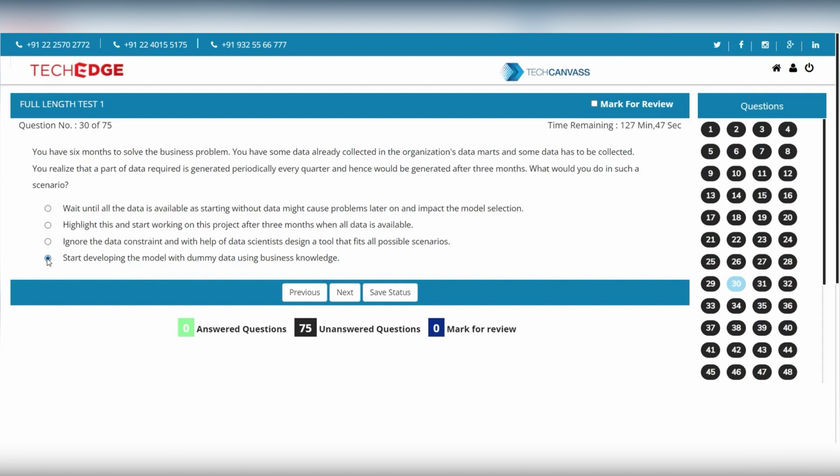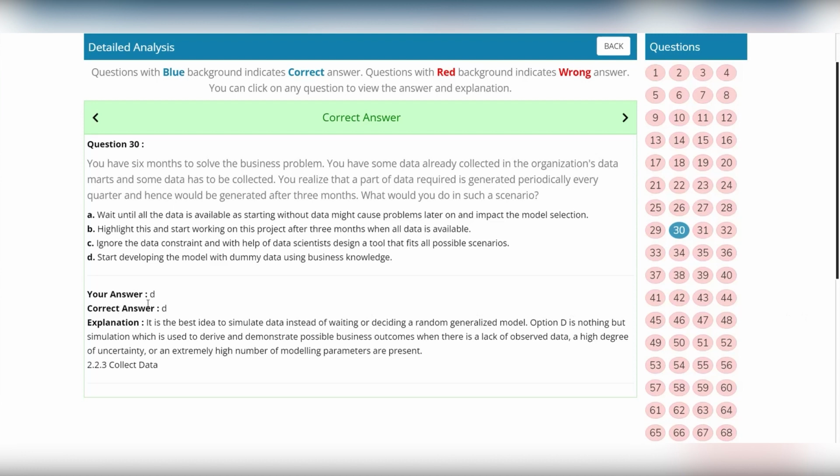So I will go with option D here and let us take a look at the answer. Okay, yeah, the correct answer is answer D. Let us look at the first option, right? So now option A suggests waiting till the next quarter until all data is available. Now, given strict timelines, they have said that you have 6 months to solve this business problem, right? It would not be advisable to wait for such a long time without doing anything. So option A is not right.